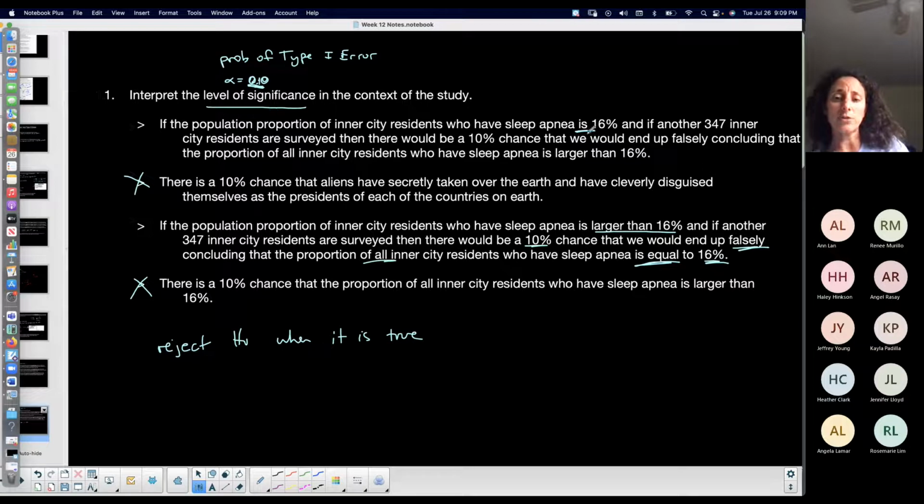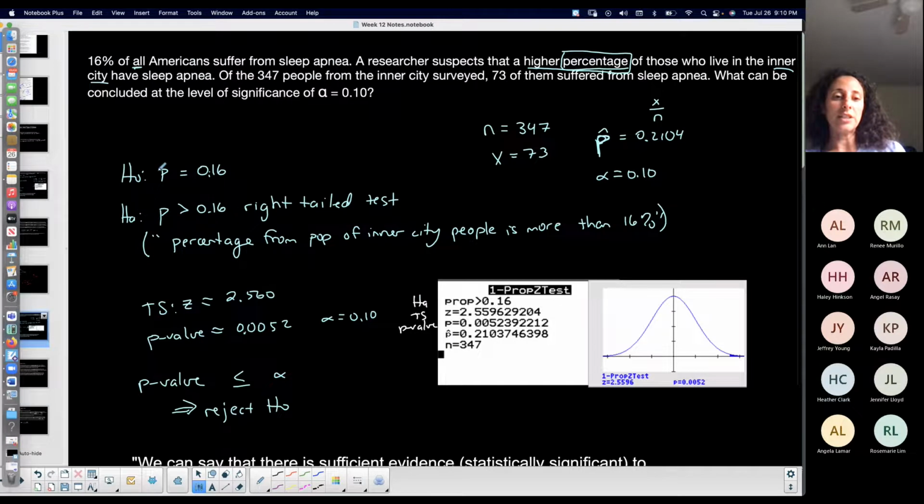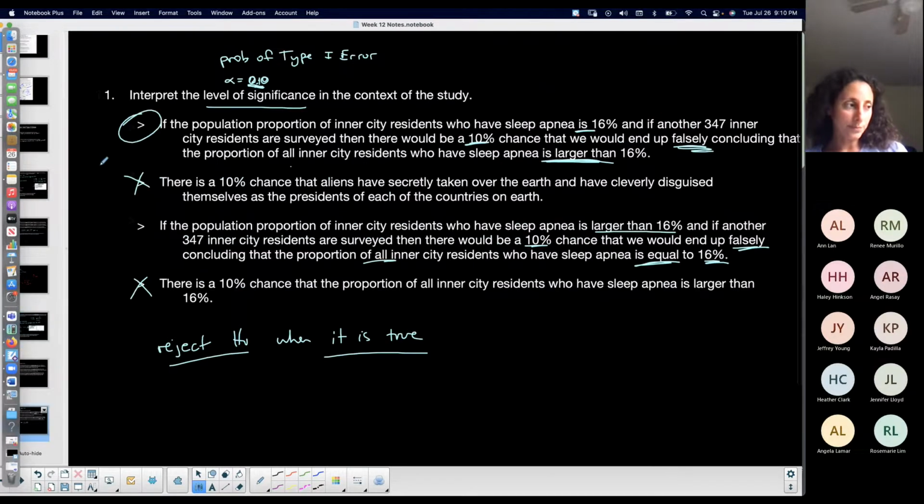Remember I said this didn't match my alternative, so I didn't like it, but I didn't finish it, where this might be my actual answer. If the population proportion of inner city residents who have sleep apnea is 16%, this is supporting the null hypothesis. This is going along with that. And if another 347 inner city residents are surveyed, then there would be a 10% chance that we would end up falsely concluding that the proportion of all inner city residents who have sleep apnea is larger than 16. We're rejecting the null when it is true. We're throwing away the null. We're supporting the alternative. And you guys told me the alternative said that sleep apnea for those inner city residents is bigger than 16. We falsely concluded that if we made a type 1 error. And if I'm concluding this and it's wrong, then it should be equal to. And so I'm going with A.